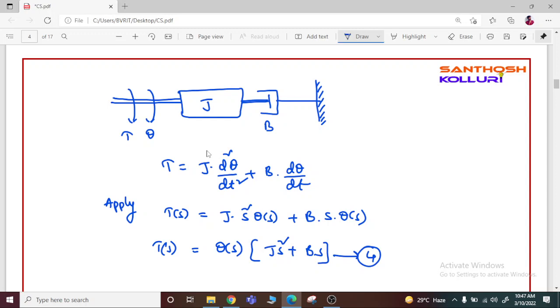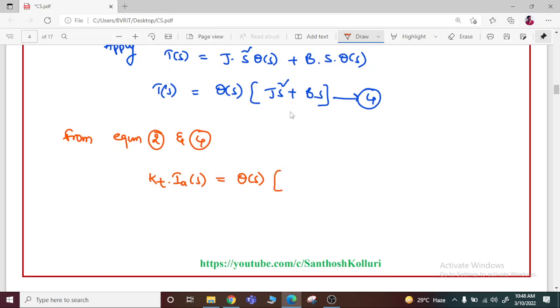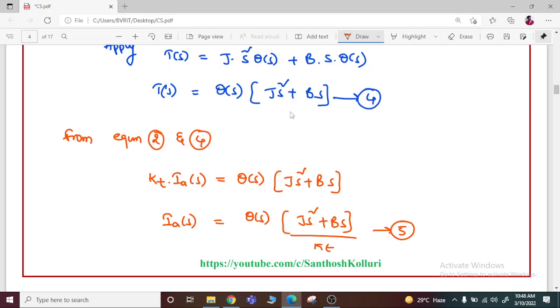From equation 2 and equation 4, we are having the same torque expressions. So from equation 2 and equation 4, KT into IA of S is equal to theta of S into (Js square plus Bs). From this, IA of S can be calculated as theta of S into (Js square plus B into S) divided by KT. This is equation number 5.